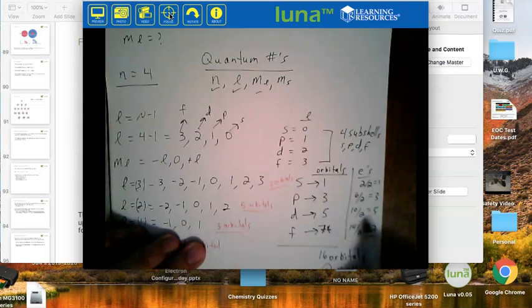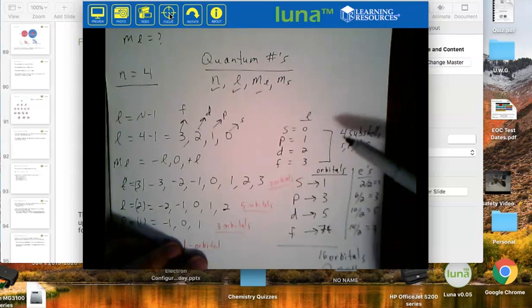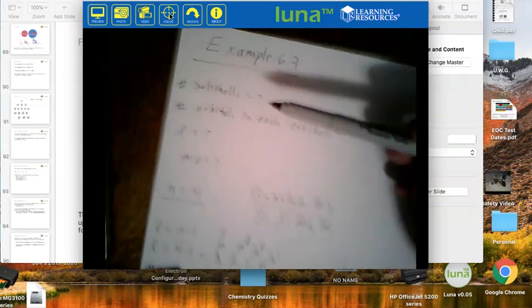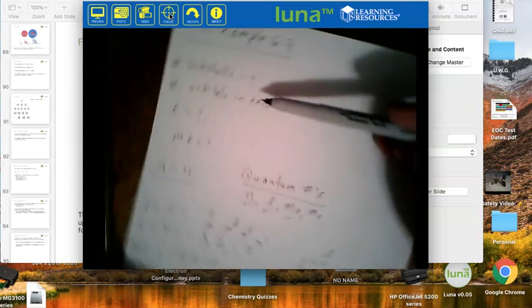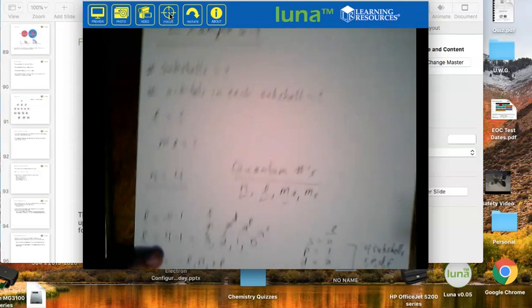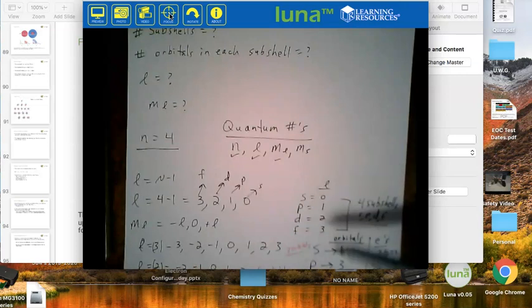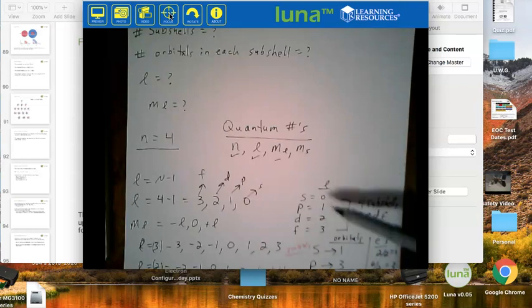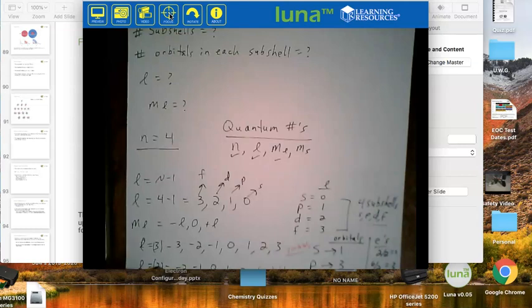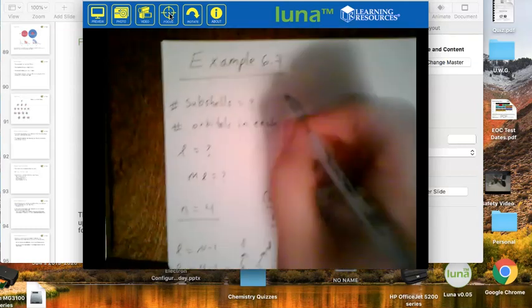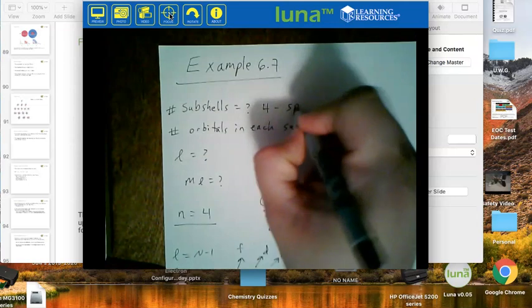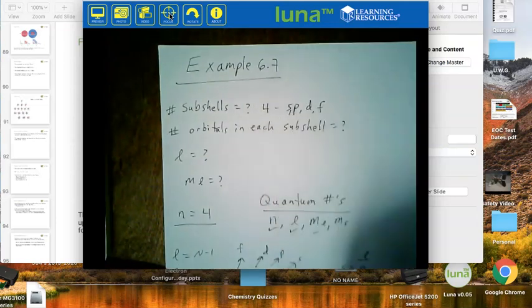Okay, so they asked how many subshells, number of subshells, right? So there are 4 subshells, S, P, D, and F. Why? Because for the L value, it's 3, 2, 1, 0. All right, so that's S, P, D, F. So the number of subshells is 4: S, P, D, and F.